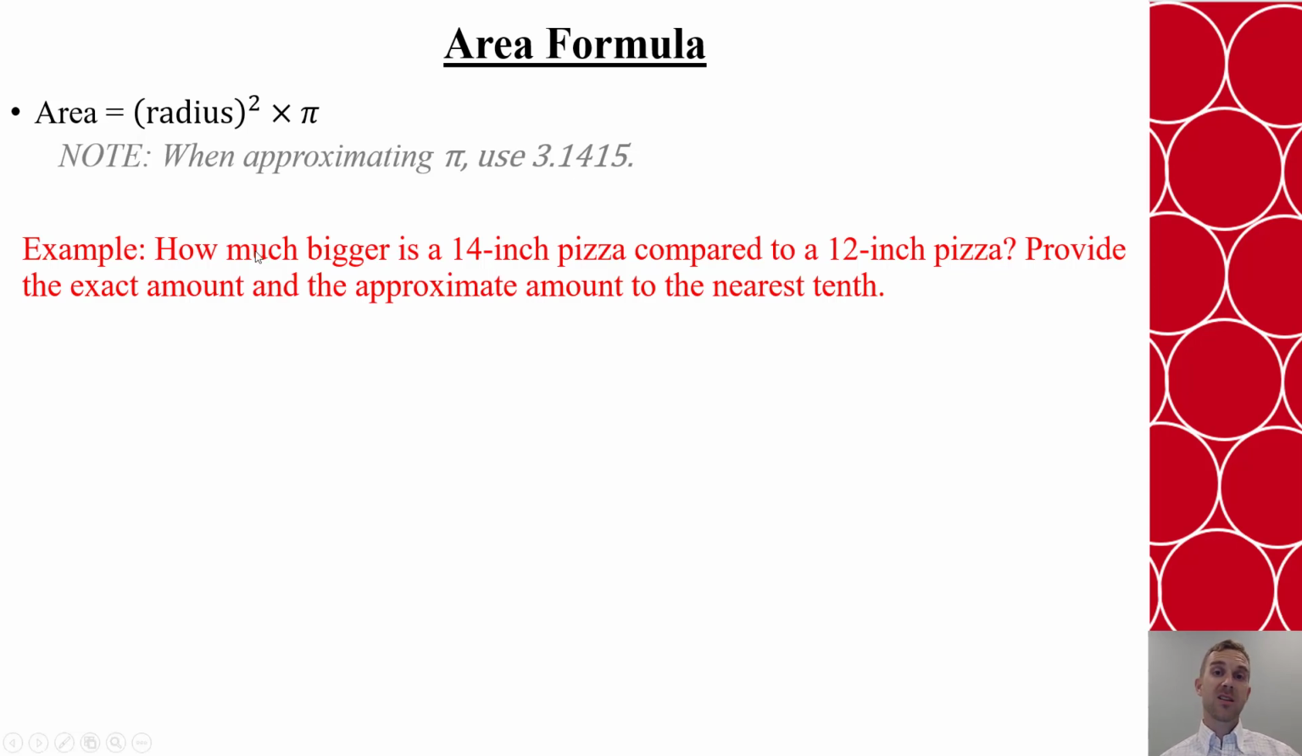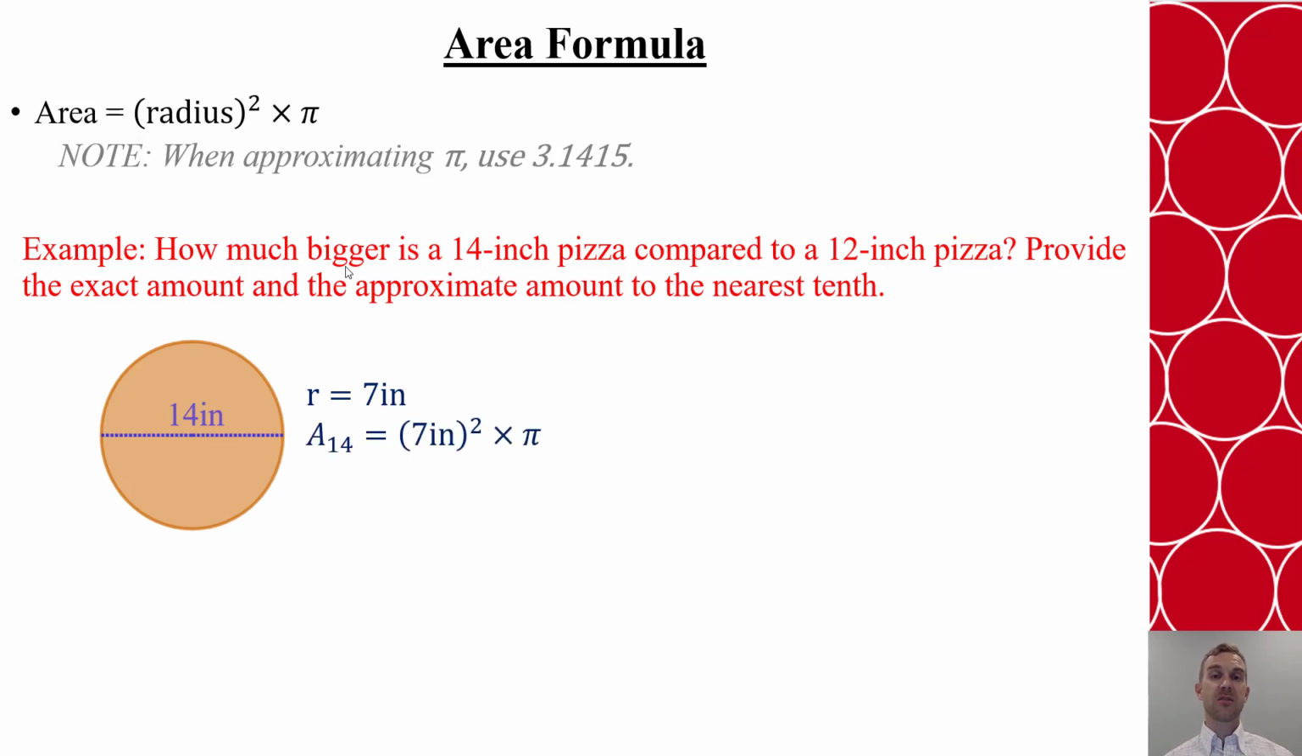So we talked about how much more crust is on a 14-inch pizza. Well, how much bigger is a 14-inch pizza? Here we'd be thinking about the area of that pizza. So we're going to start and say the area is all that part that's inside the pizza, and we know it's a 14-inch diameter. That means the radius has to be 7 inches. So we do 7 inches squared times pi.